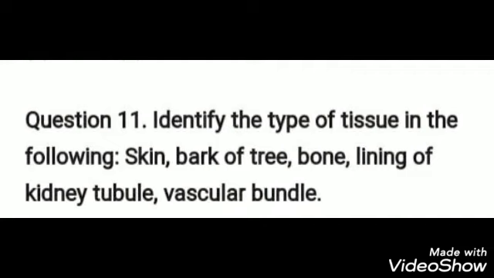The next part, that is bone. Bone has connective tissue. The next part, which is lining of the kidney tubule, it has cuboidal epithelial tissue. And the last part, vascular bundle. So vascular tissues are in the plants. These are the complex permanent tissues.